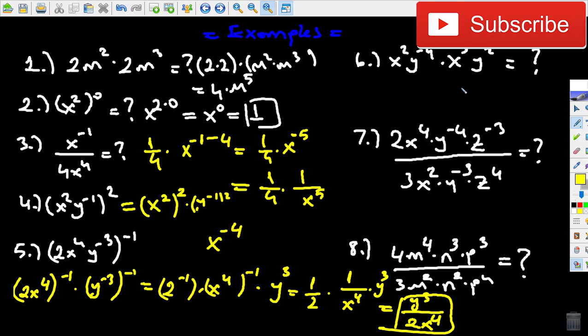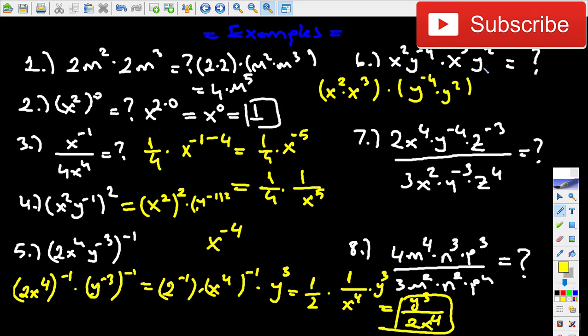Okay. Alright, so for question 6, we got two things being multiplied. Okay, x squared times y to the power of -4 times x cubed times y squared. In this case, I'm going to group the things with the same base. So what I mean is, let me show it to you. X squared times x cubed, so they got the same base, times, I group them together, y to the power of -4 times y squared.